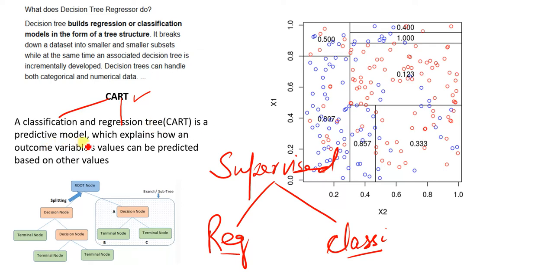A tree is a predictive model which explains how an outcome variable's value can be predicted based on other values. So what is the meaning of this? Suppose this is our data set. Whatever we have on the x-axis and y-axis, these red and blue are the data points. If I ask you to draw the predicted line, it is not possible to make a single line which will cover all the points. This is for linear regression, and decision tree regressor comes under non-linear. So see, this is non-linear.